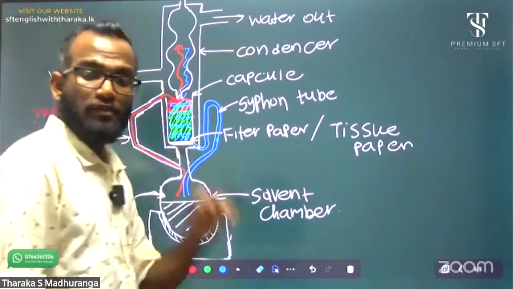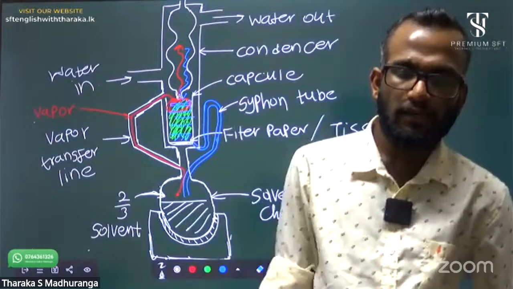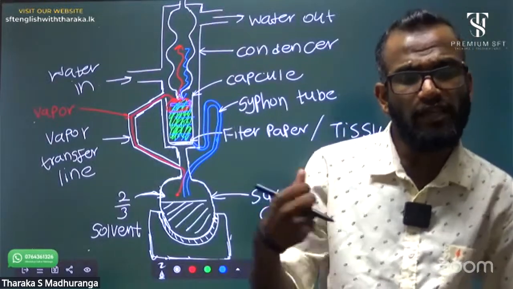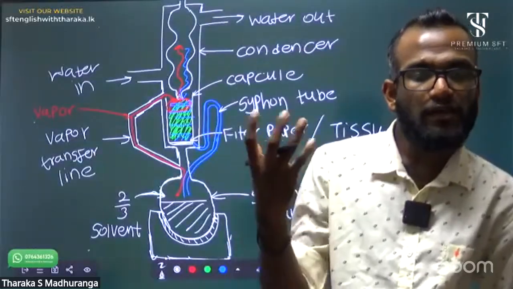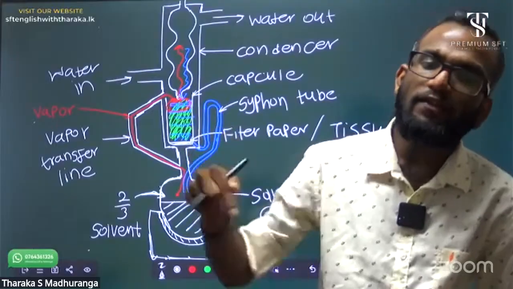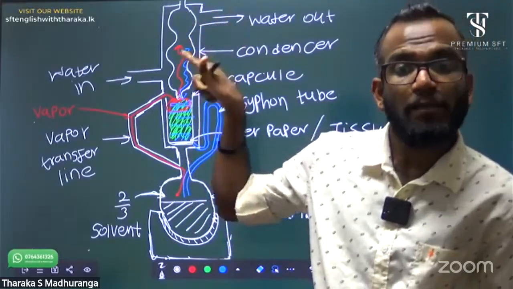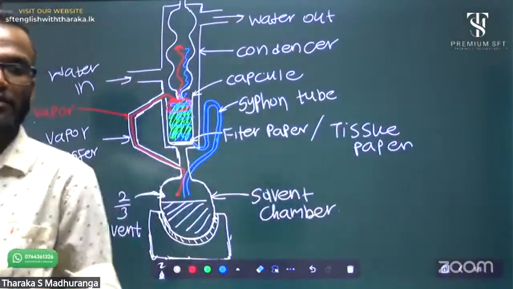Okay, that was an exam question, 2017, I think. Why does this Allihn condenser have its water inlet at the bottom and water outlet maintained at the top? What is the reason for that? That was an exam question.